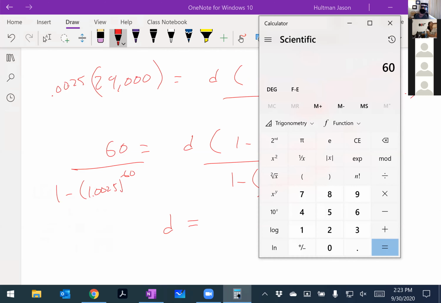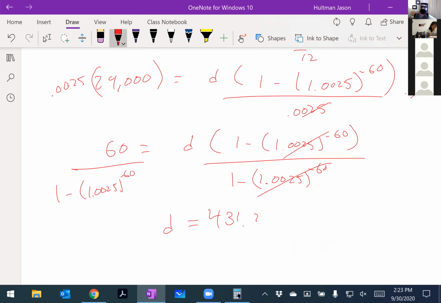So this is 60 divided by, you have to put parentheses, 1 minus 1.0025 raised to the negative 60th power, close parentheses, hit equals, and I get about $531.25 per payment. I'm sorry, $431.25. 431.25 is the amount that I'm paying every month.